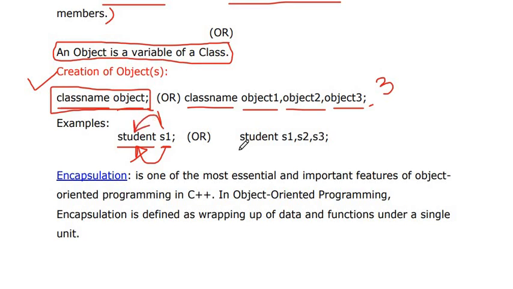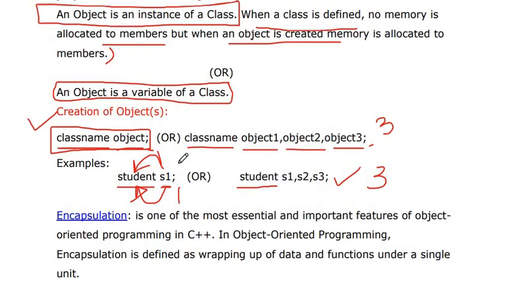Now here we have created three objects. Student is a class name. The class name is followed by s1, comma. s1 is followed by s2, comma. s2 is followed by s3. Here we have created three objects. But in the previous example, we created only one object.